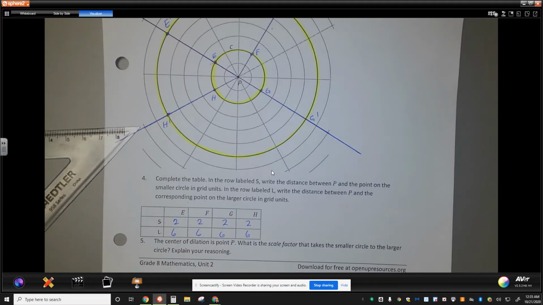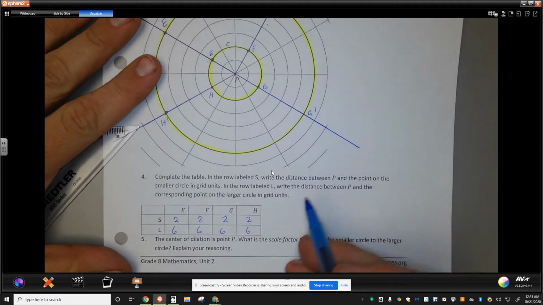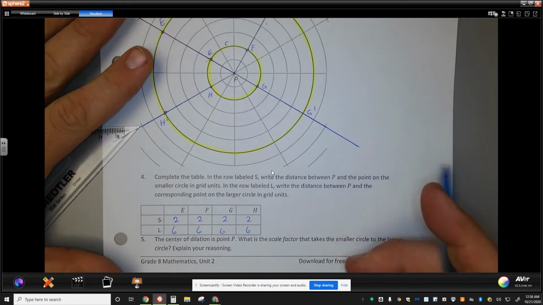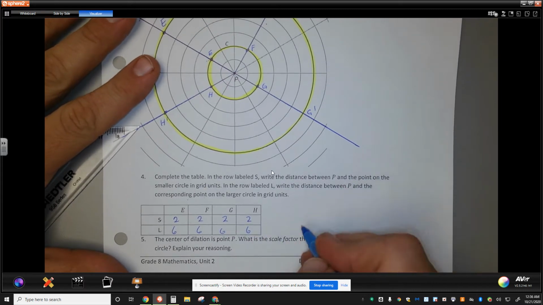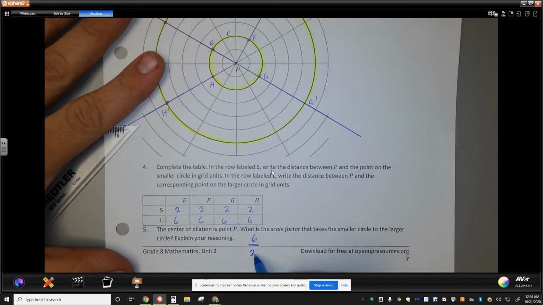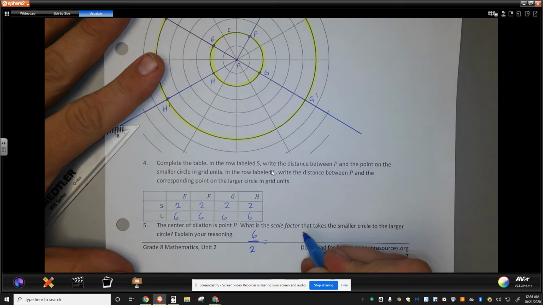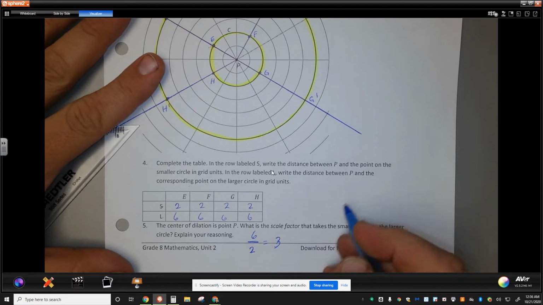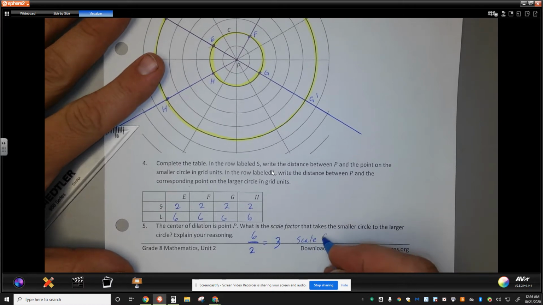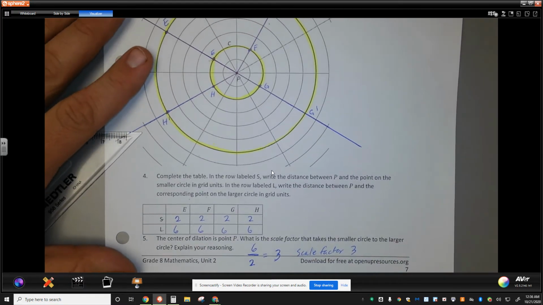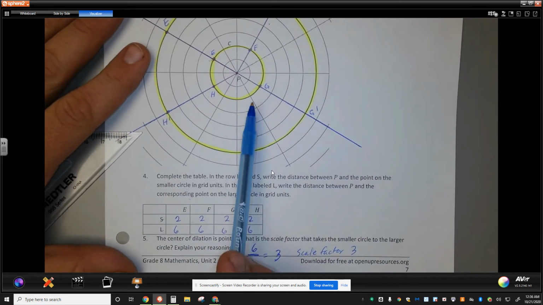What we saw in the last lesson is we could determine scale factor by taking the dilated image and dividing its length by the original image. So when we talk about these, we had 6 for my dilated length and 2 for my original, which tells me that the division is 3. So that would tell me that my scale factor is 3.